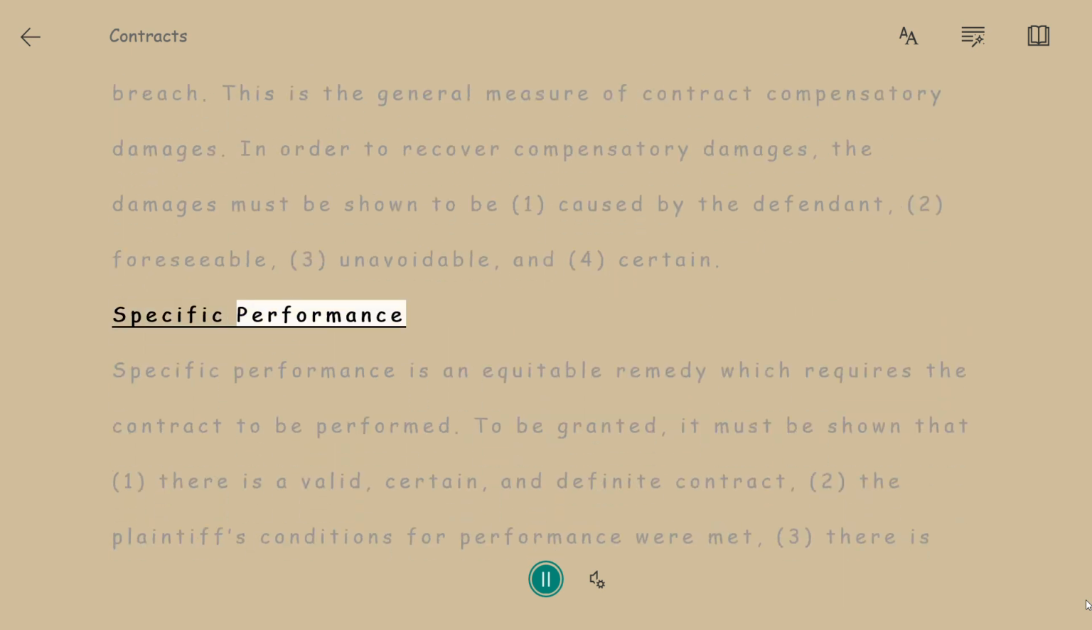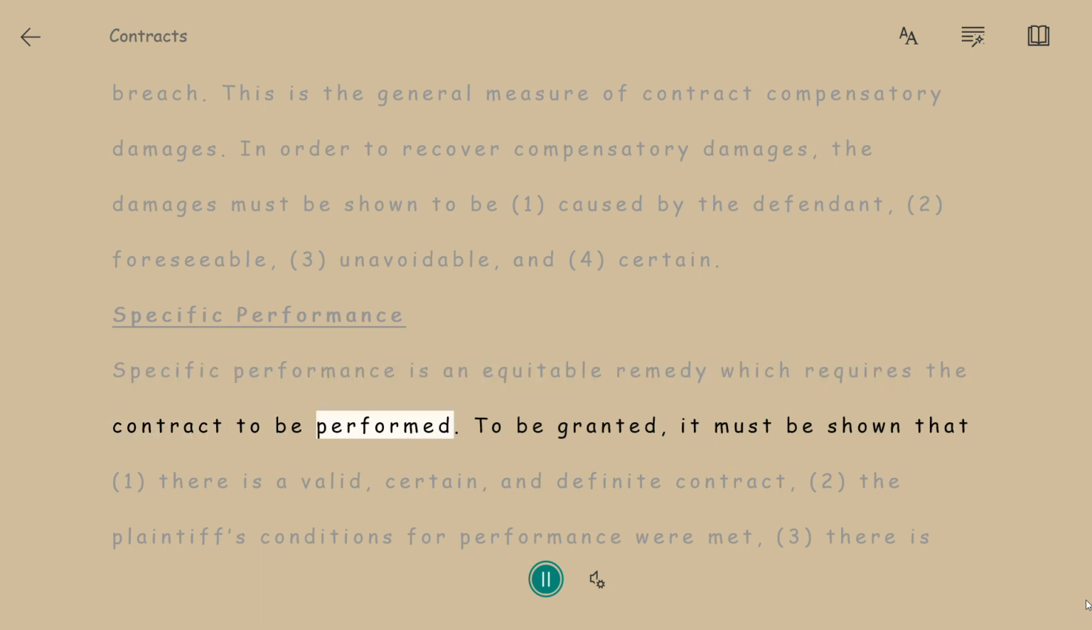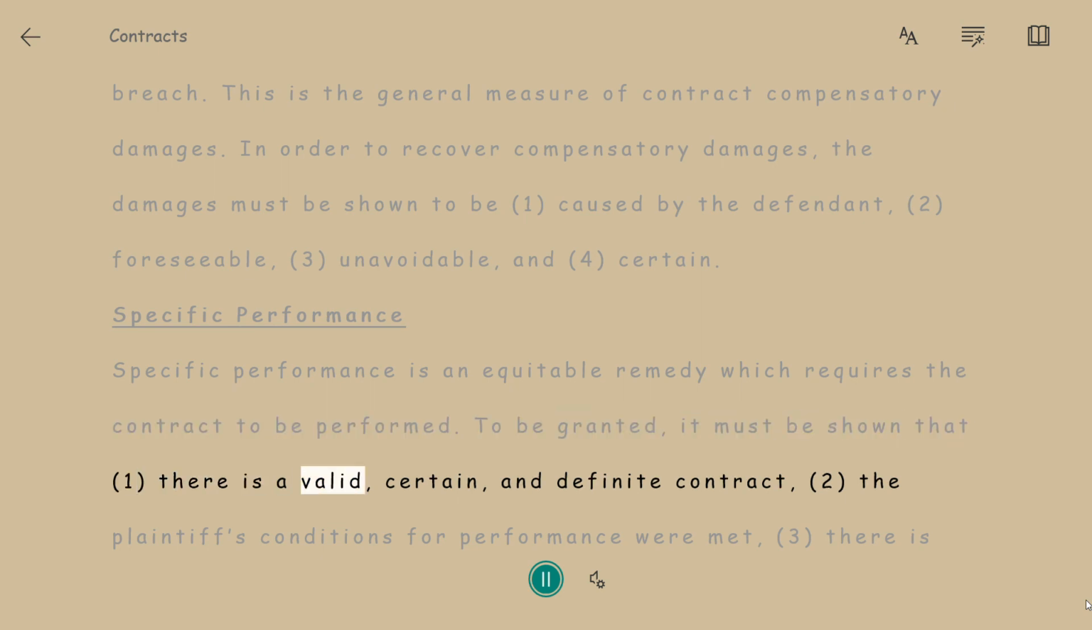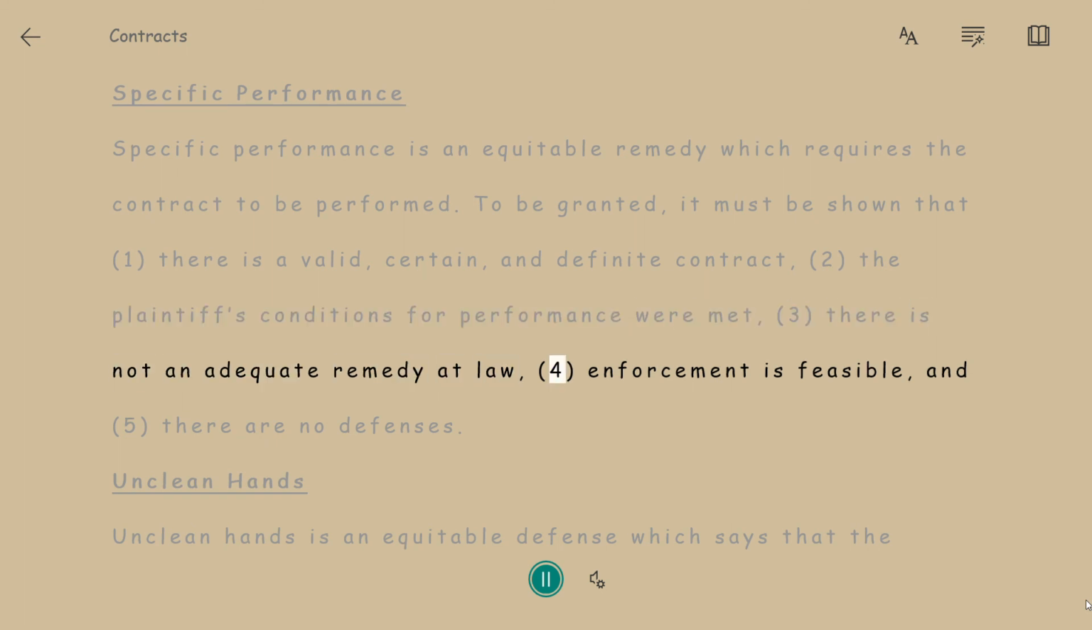Specific performance. Specific performance is an equitable remedy, which requires the contract to be performed. To be granted, it must be shown that 1. There is a valid, certain, and definite contract. 2. The plaintiff's conditions for performance were met. 3. There is not an adequate remedy at law. 4. Enforcement is feasible. And 5. There are no defenses.